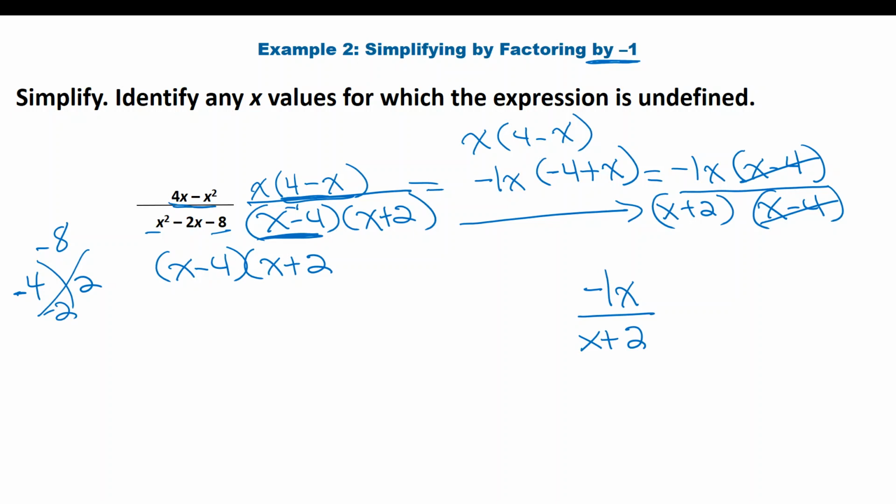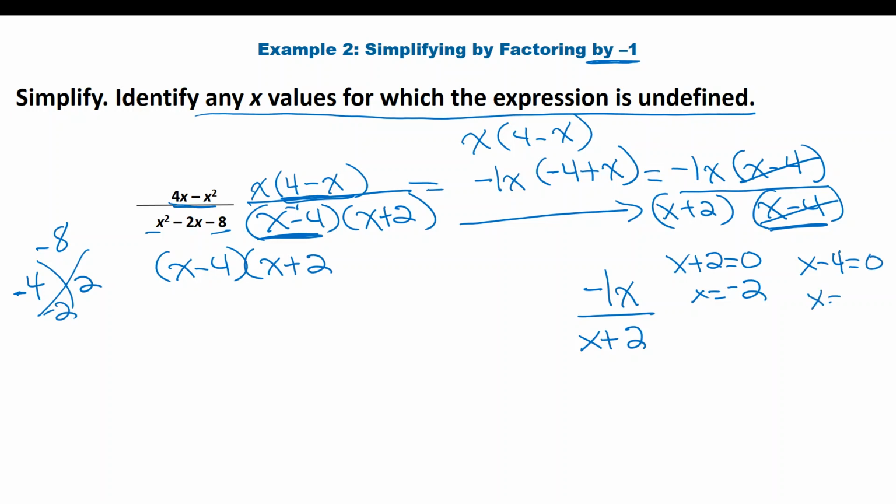All right, so now the next tricky part is to identify any x values for which the expression is undefined. So let's see, x plus 2. What happens when x plus 2 equals 0? Well, if x equals negative 2, the denominator becomes 0, so that would leave it undefined. And don't forget, even though we canceled it out, we still have to account for it. x minus 4 equals 0, so when x equals positive 4, the whole thing would be undefined also. So in the end, we know that the expression is undefined at x equals negative 2 and at x equals positive 4.